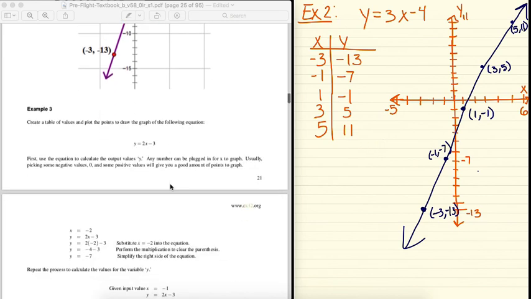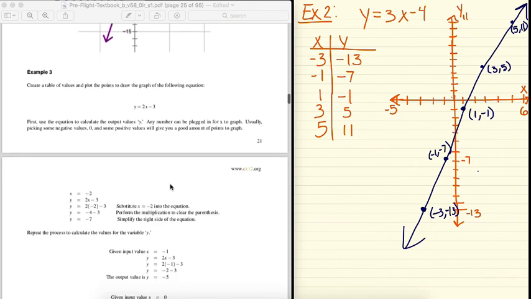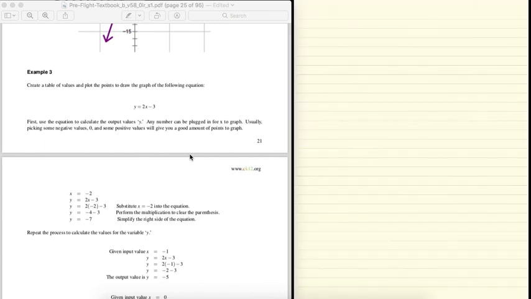All right, next we're going to move on to example 3. So it says create a table of values and plot the points to draw the graph of the following equation. So we have y equals 2x minus 3. So I'm going to set us up for example 3. And it's y equals 2x minus 3.